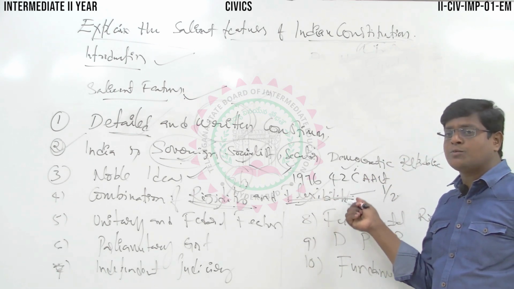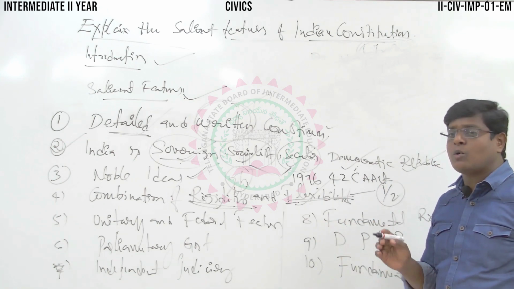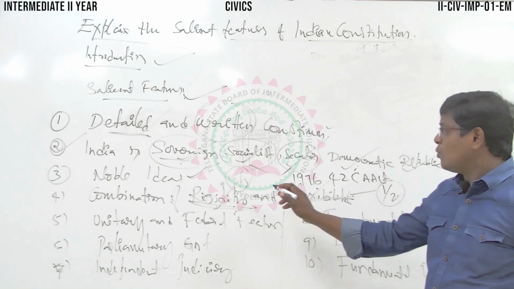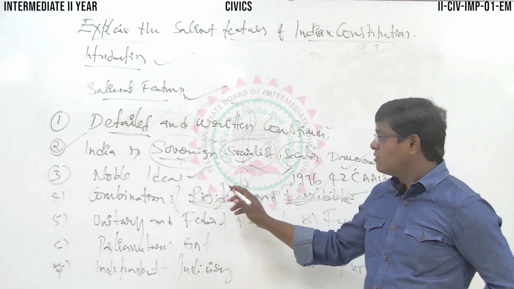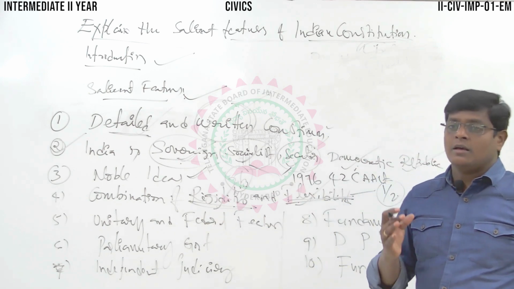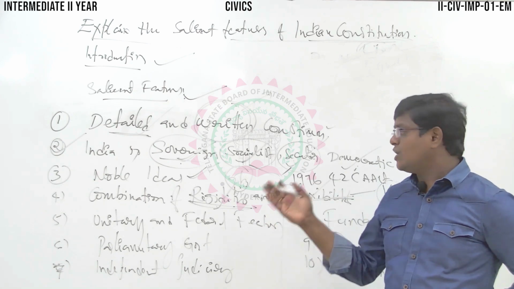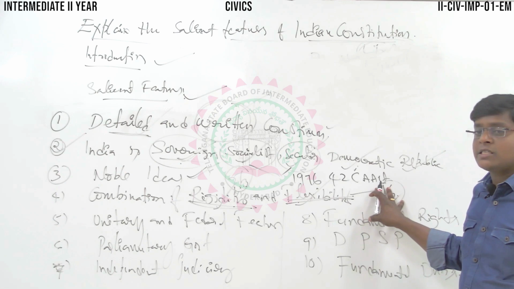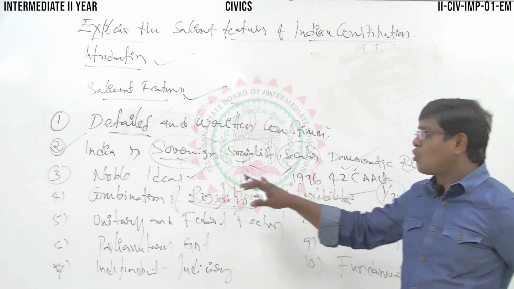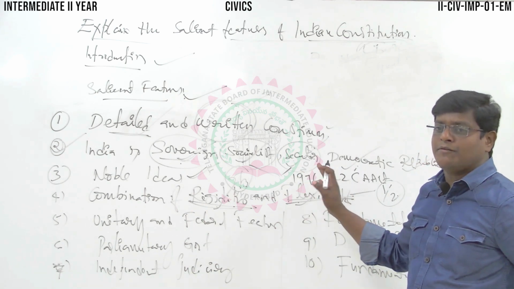For amending those provisions, how much majority is required? Simple majority, that is 1/2 majority. So what about 2/3 majority? That is special majority. So what we concluded is that most constitutions are either rigid or flexible, whereas the Indian Constitution has both rigid provisions as well as flexible provisions. That's why it is the combination, the blend of both rigid and flexible features.